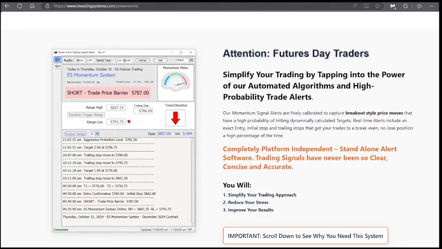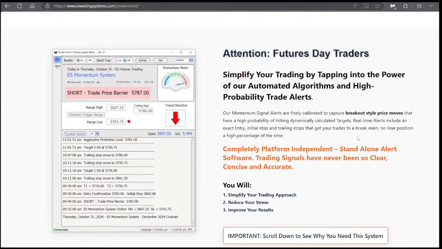It's a standalone Windows program, so it doesn't matter what broker you're trading with, whether you're using TradeStation or Thinkorswim or TradingView or NinjaTrader. It makes no difference what trading platform you're trading futures on. So if you are a day trader of futures, then all you need is this particular software.